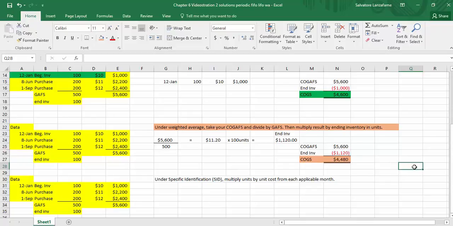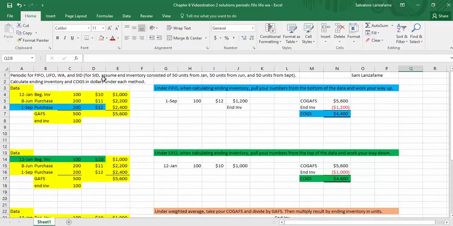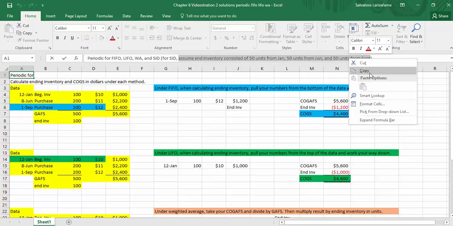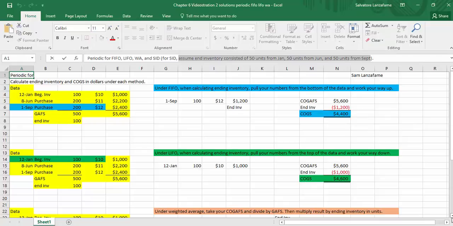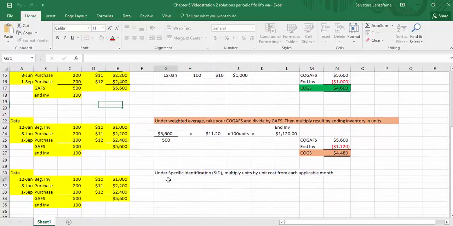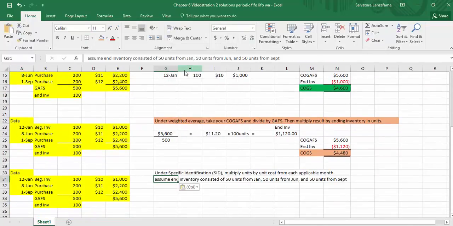Finally, the last technique, which is the one that's most accurate but seldom used, specific identification. I gave you some information right from the get-go. Let me just reiterate that. Of those 100 units that we have in inventory, we are pretending that we know exactly where they came from. And in the instructions here, let me just copy this down. You'll see, let's assume the ending inventory consisted of 50 units from January and 50 units from June.